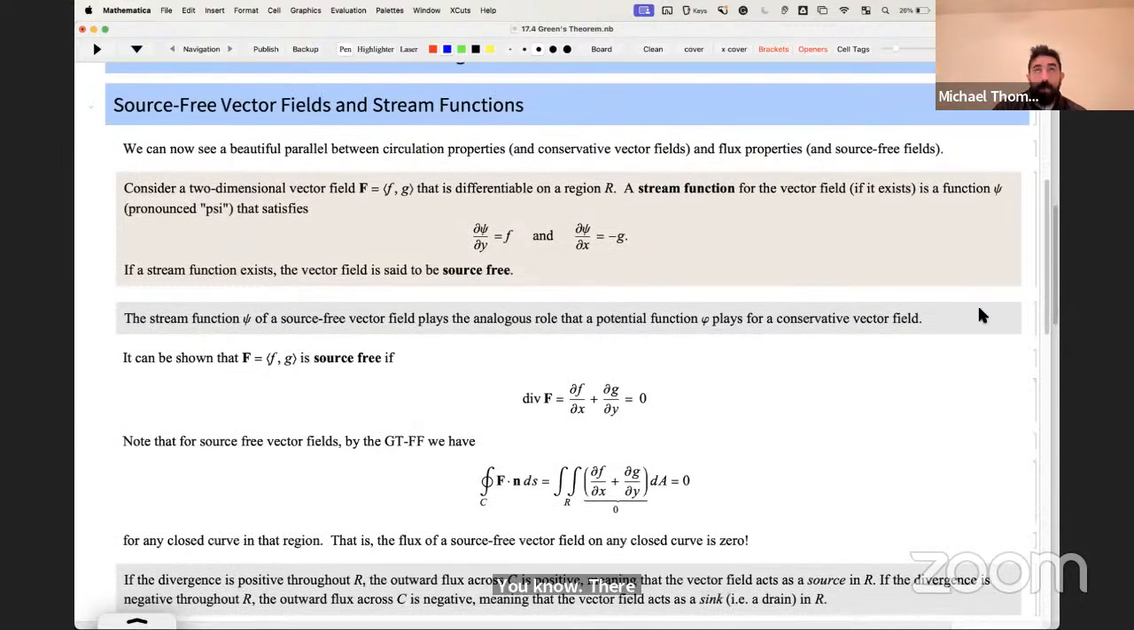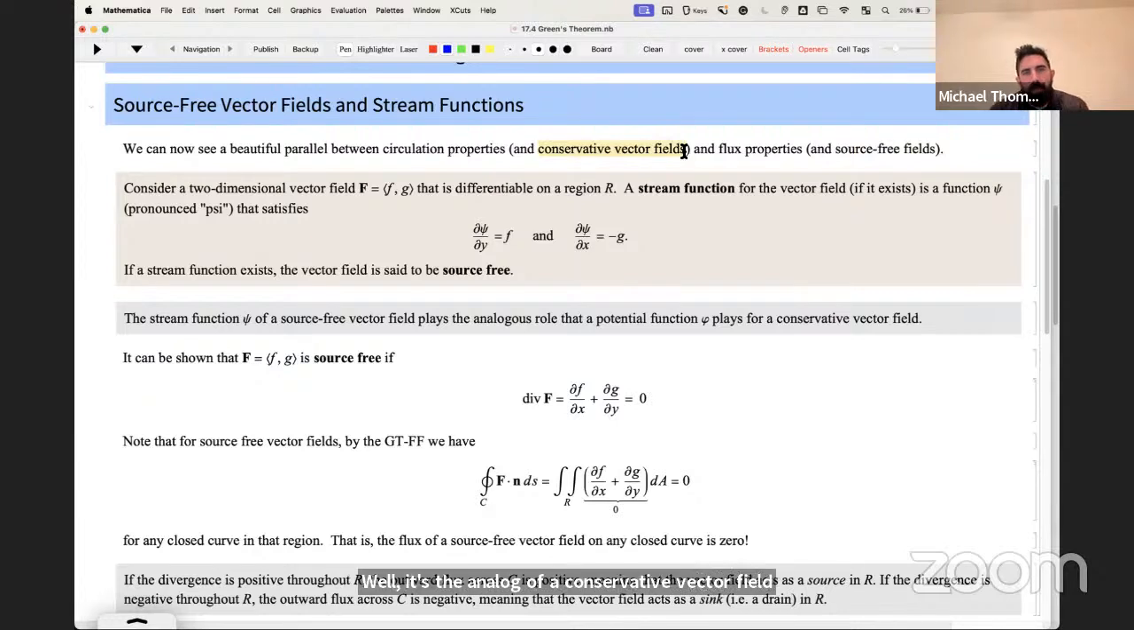You know, there is an analog to a conservative vector field. It's kind of the analog for flux integrals, basically. If you think about the circulation properties and the flux properties, the circulation properties go along with conservative vector fields, and the flux properties go along with what we call source-free vector fields. So what does it mean to be a source-free vector field? Well, it's the analog of a conservative vector field.